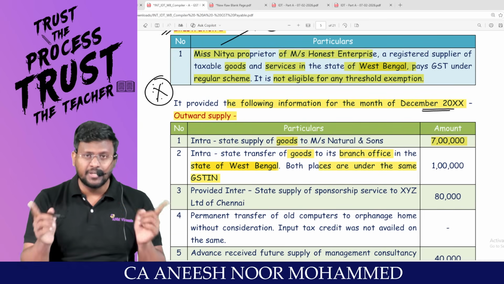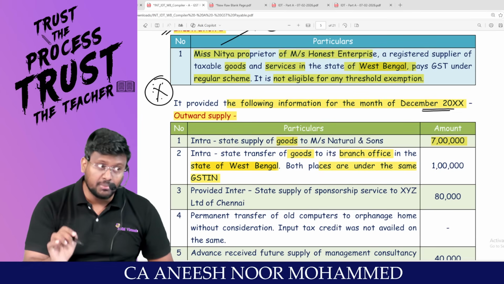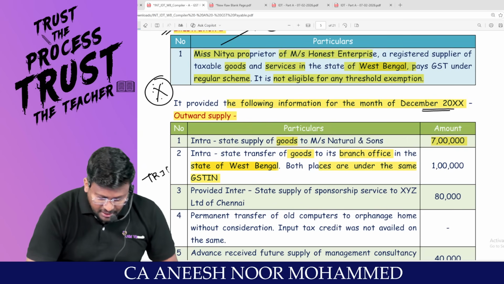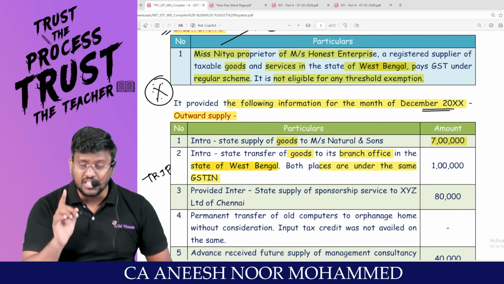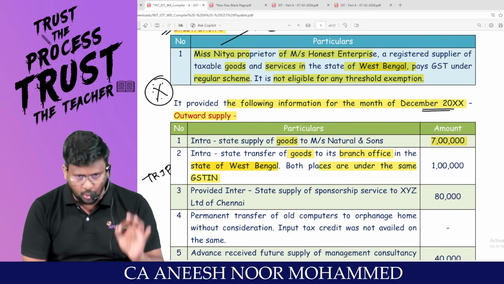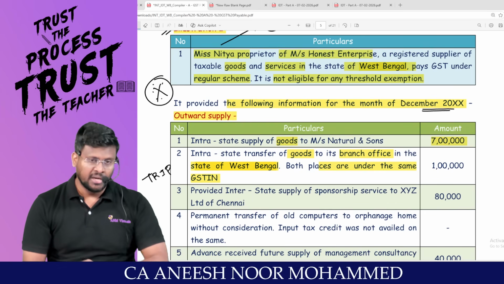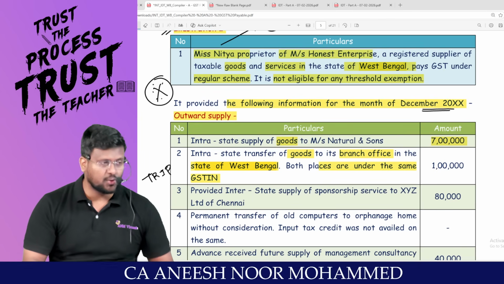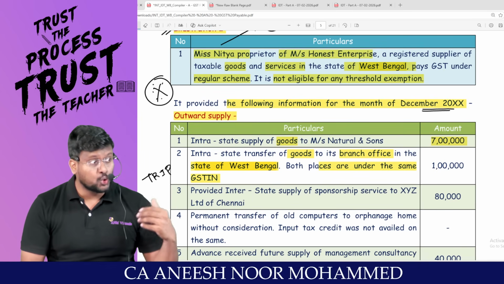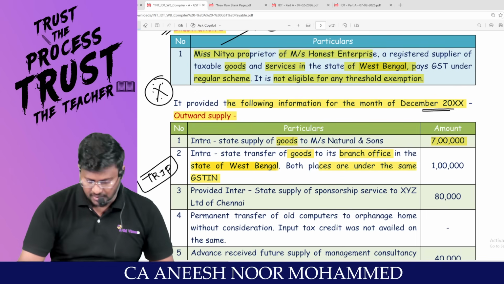Only if the supply is between distinct persons, then even though there is no consideration, it should be treated as deemed supply. There are 4 activities or transactions which will be treated as deemed supply, even though there is no consideration. Permanent transfer or disposal of business asset where ITC has been availed. Supply of goods or services or both between related persons or distinct persons made in the course or furtherance of business. Importation of services without consideration. And the next one, supply of goods between principal and agent. That's the four conditions.